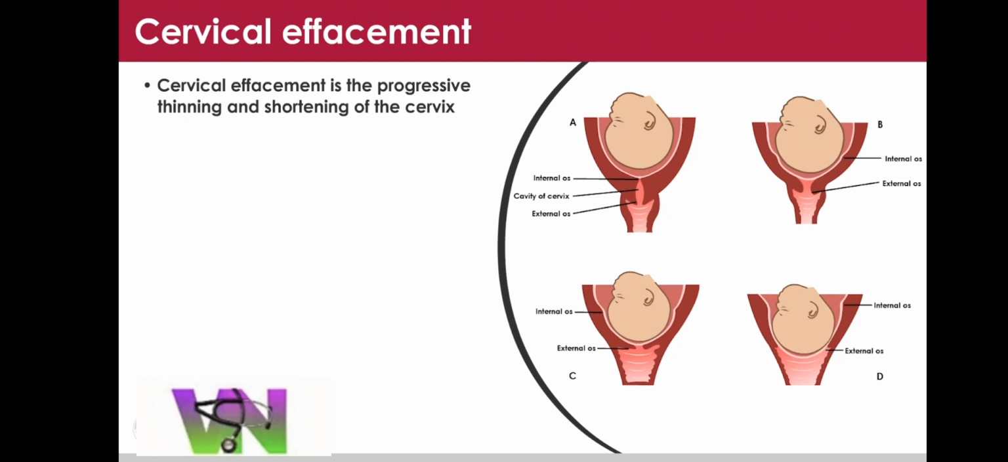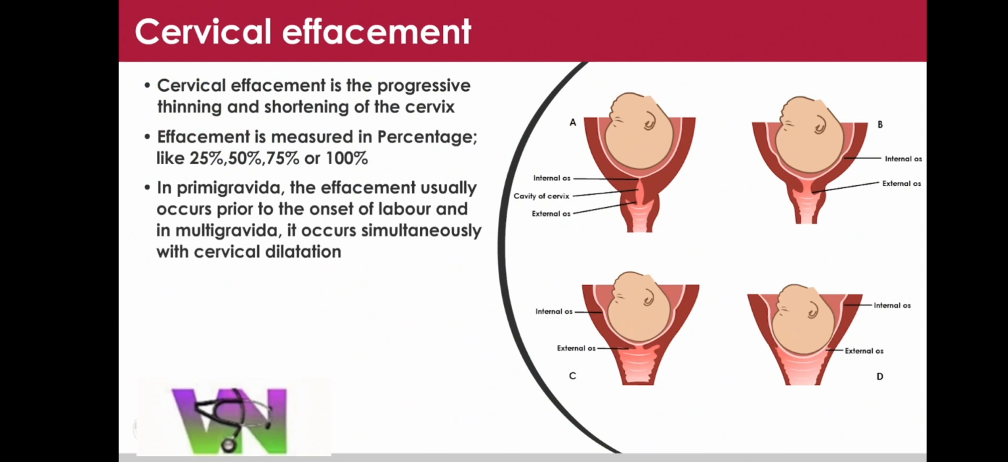Cervical effacement. Cervical effacement is the progressive thinning and shortening of the cervix. Effacement is measured in percentage, like 25%, 50%, 75%, or 100%. In primigravida, effacement usually occurs prior to the onset of labor, and in multigravida, it occurs simultaneously with cervical dilatation.